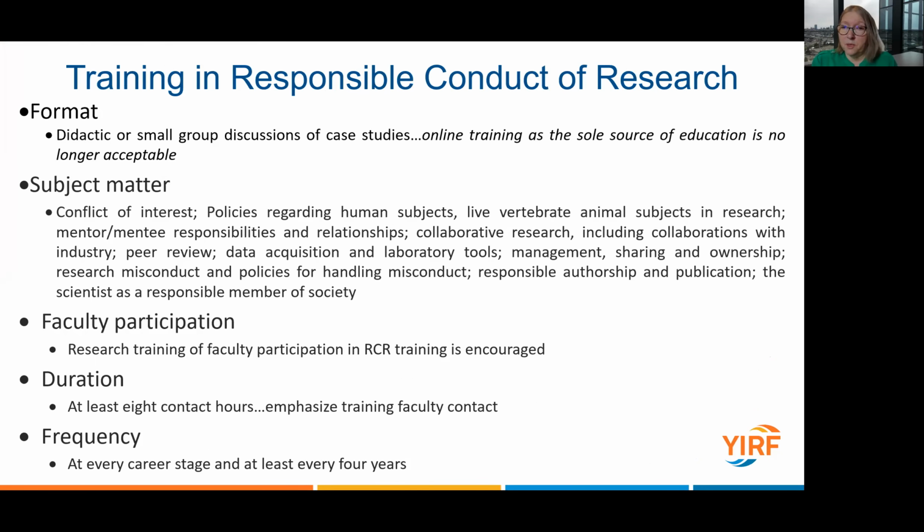As I said, in career development plans, responsible conduct of research is very important. And at this point, they want at least 8 hours of contact, and not just online, but also really small group and interactive, where in fact there's the whole scope of addressing conflicts of interest through handling misconduct and authorship. They also like to see faculty or mentors participate in the responsible conduct of research as well. They like to see this at every career stage and at least every 4 years.